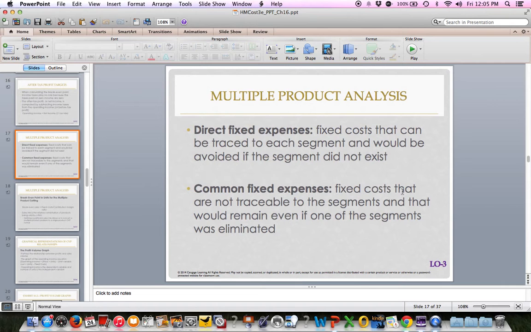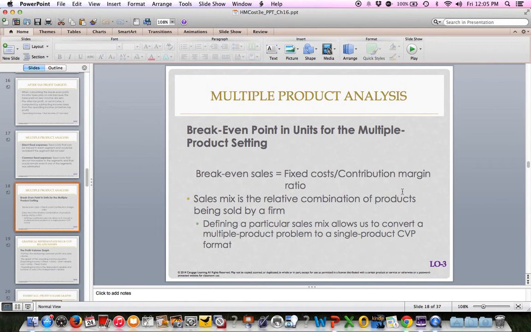Then they have a common fixed expense, and the number on the bottom of page 834 is $550,000. Basically, those are fixed costs that the company's incurring, but they're not traceable to either product line. They remain even if one of the segments was eliminated. So if we drop the deluxe line, we're still stuck with $550,000 of common fixed expense, for example.